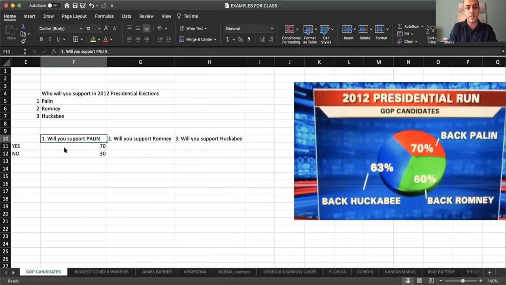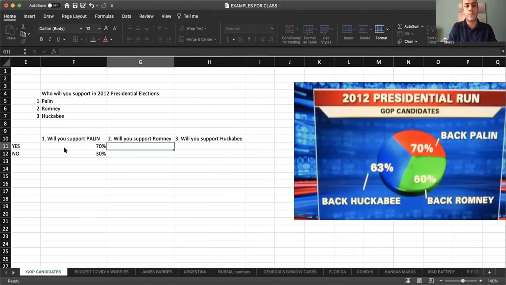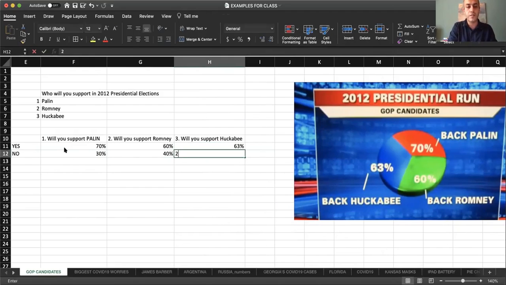I can say 70% and 30%. And will you support Romney? I can see that 60% says yes, 40% says no. And will you support Huckabee? 63% says yes, and 37% says no to this question.